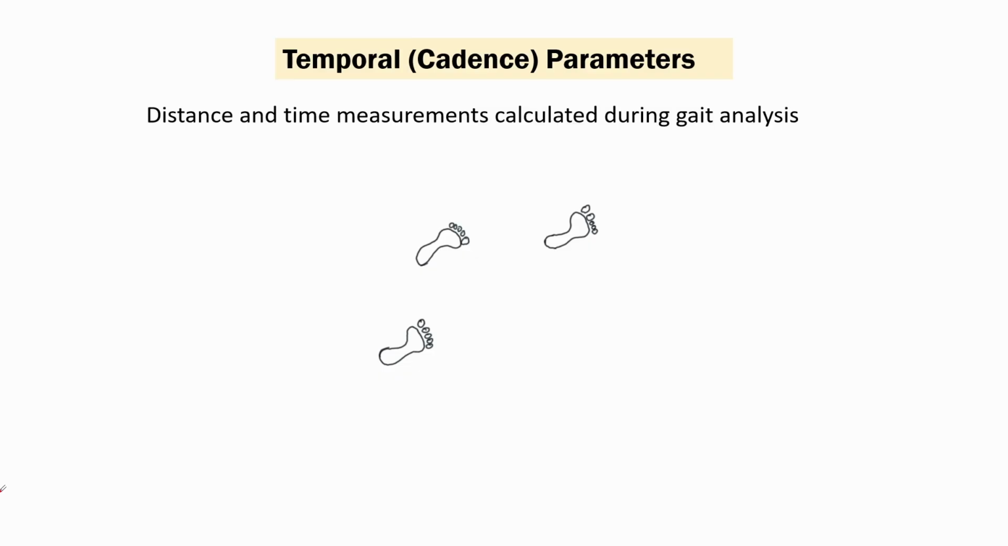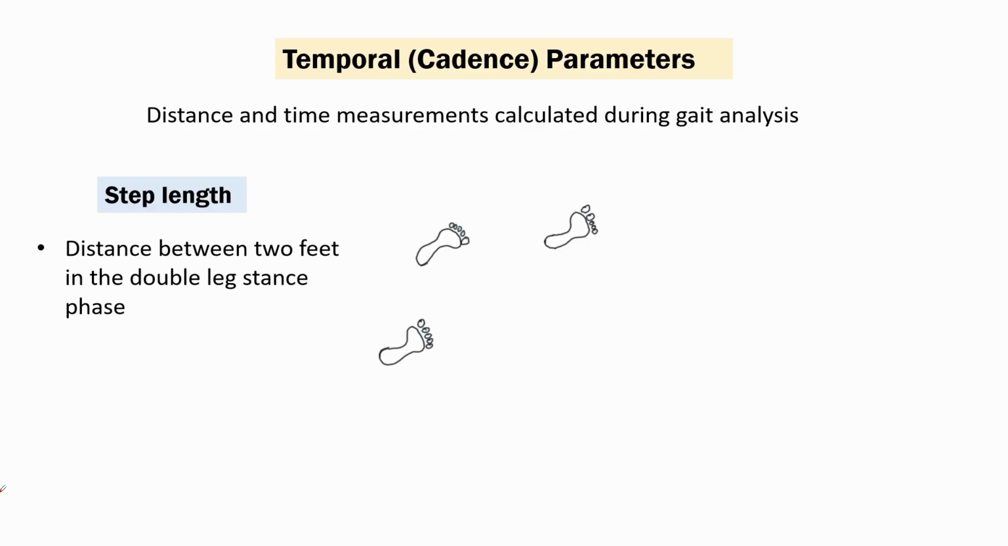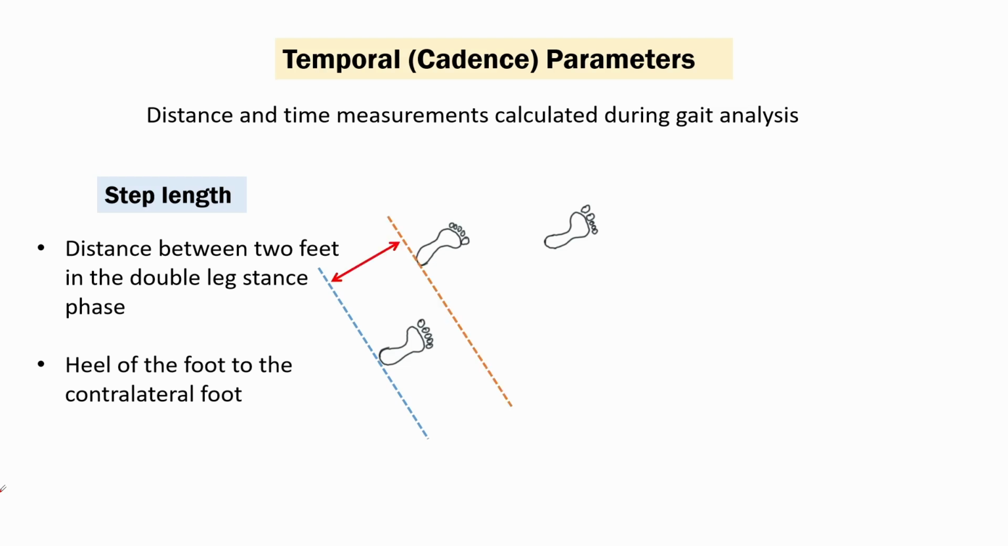Now let us have a look at the temporal or cadence parameters. These are distance and time measurements calculated during gait analysis. The first term is step length, and this is the distance between 2 feet during the double leg stance phase and is measured from the heel of the foot to the heel of the contralateral foot.